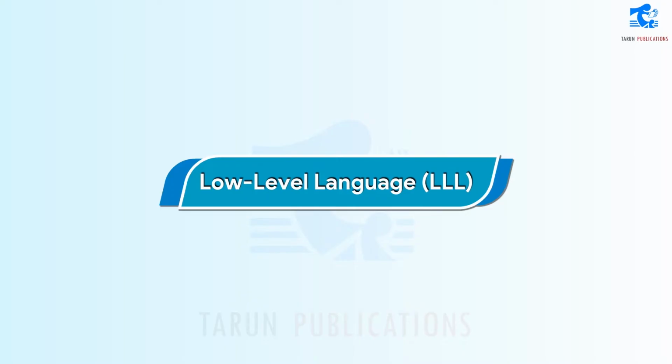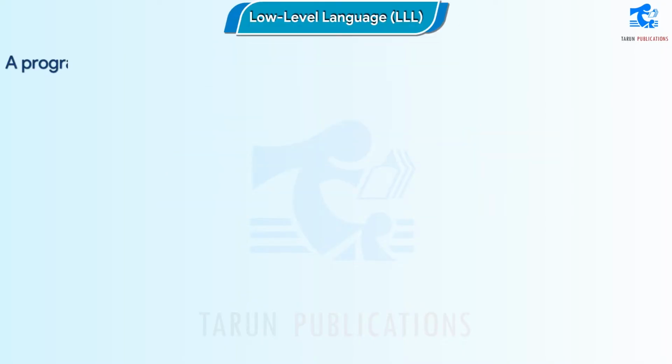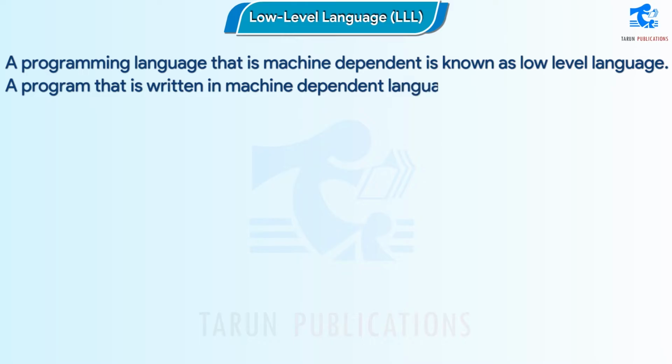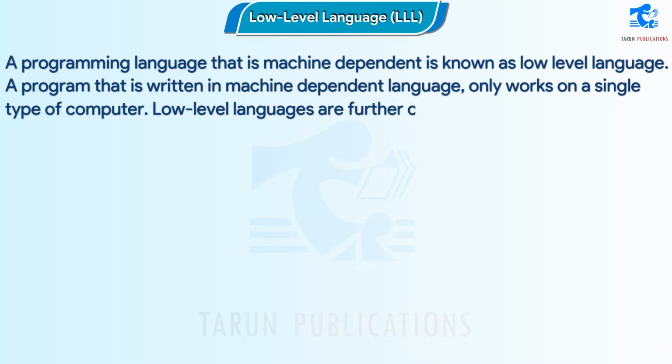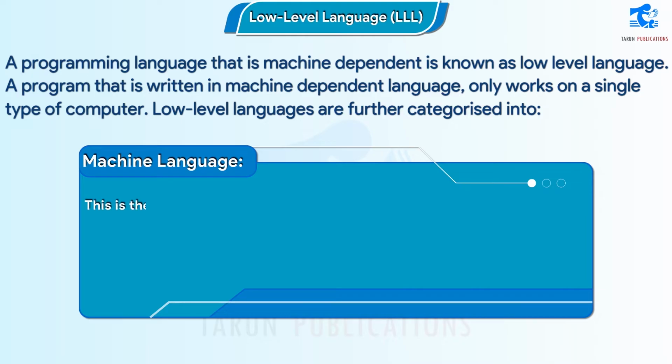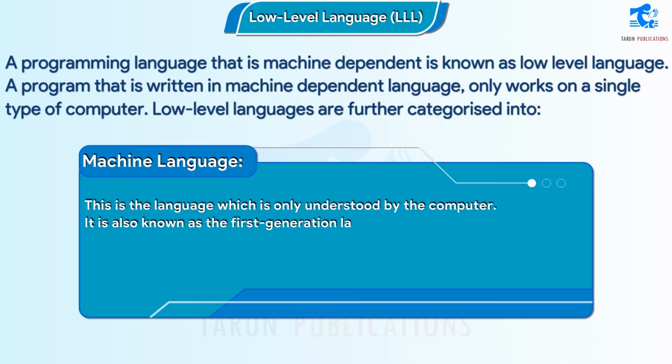Low-level language, LLL. A programming language that is machine-dependent is known as low-level language. A program that is written in machine-dependent language only works on a single type of computer. Low-level languages are further categorized into machine language. This is the language which is only understood by the computer. It is also known as the first-generation language, 1GL.